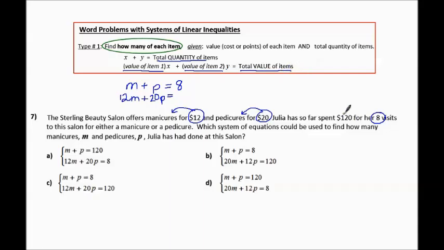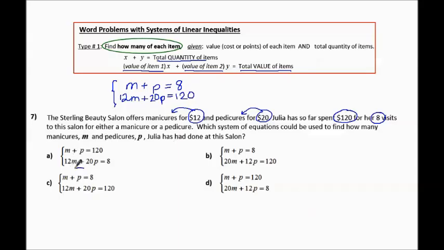of those items combined. And we can see that Julia has spent a total of $120 in both of these items. So all we need to do is match up which one of these systems looks like what we just got here. Please pay attention to the location of the total numbers out here and of the 12 and the 20, because all these options use all those same numbers. We need to be absolutely sure that the numbers are in the correct spot.